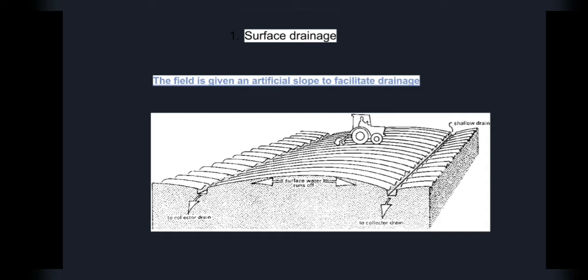Surface drainage is the removal of excess water from the surface of the land. This is normally accomplished by shallow ditches, also called open drains. The shallow ditches drain into larger and deeper collector drains. In order to facilitate the flow of excess water towards the drain, the field is given an artificial slope by means of land grading. So here in this picture, the field is given an artificial slope to facilitate drainage.